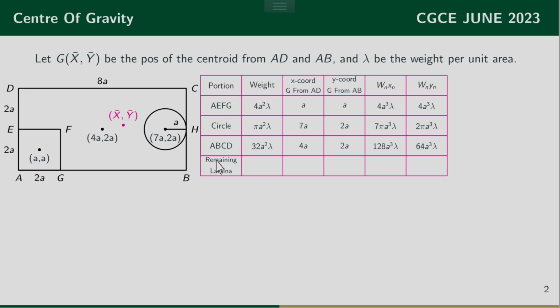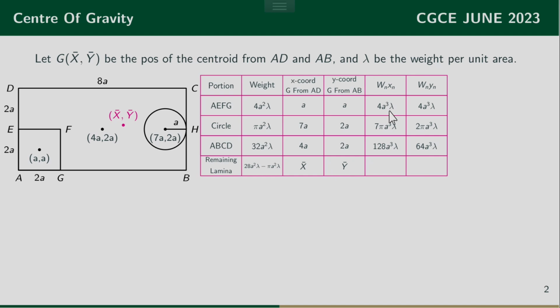Now, this is our portion of interest, the remaining lamina. So the weight of the remaining lamina will be the weight of the whole shape minus the weight of the square and that of the circle. So I will subtract these two weights from the weight of the whole lamina to obtain 28a squared lambda minus pi a squared lambda. Now the x coordinate of the centroid is what I'm looking for, x bar, y coordinate, y bar.